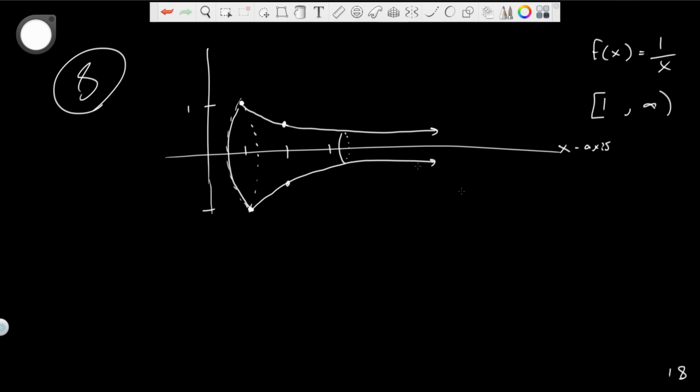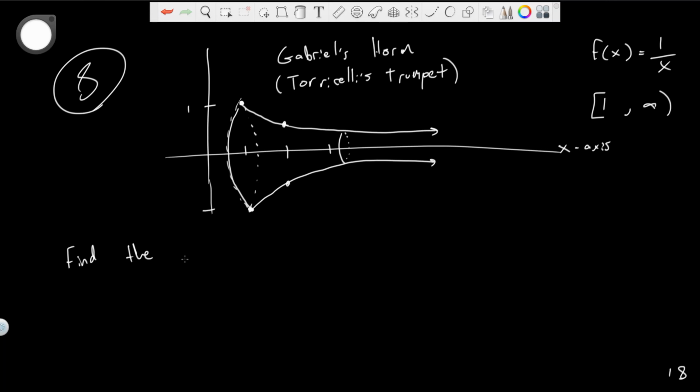This curve is called Gabriel's horn. It's also referred to as Torricelli's trumpet. You can pick and choose which one you call it. I'm going to call it Gabriel's horn because that's what I know it to be. We have here an infinitely long horn, an infinitely long trumpet. And what I want you to do is find the surface area of this trumpet. All right, we know how to do this.